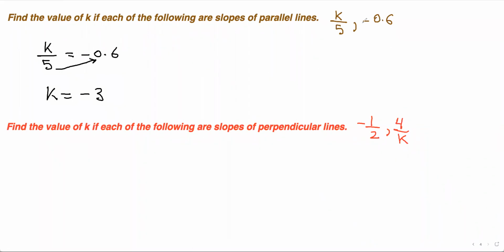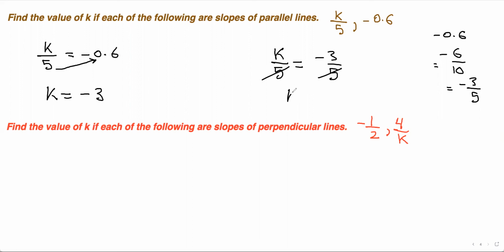Or the other thing is to change the negative 0.6 to fractions. So that gives you negative 6 over 10. And if you want to get even better, you change it to negative 3 over 5, because you reduce the fraction. Now, k over 5 should equal negative 3 over 5, which is the negative 0.6 in fractions. Because the bottom here is the same as the bottom on the other side of the equal sign, you could just cancel the 5s. And therefore, k equals negative 3.